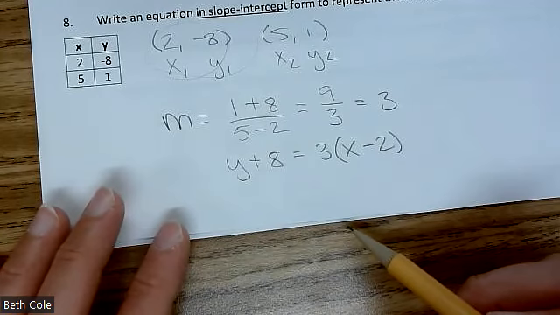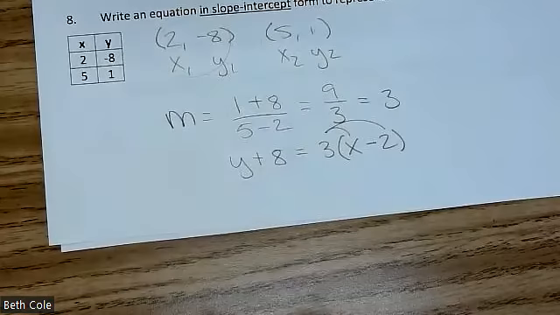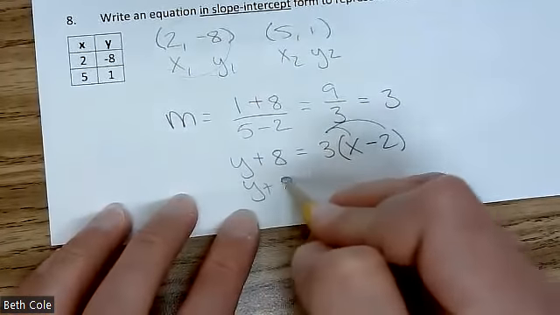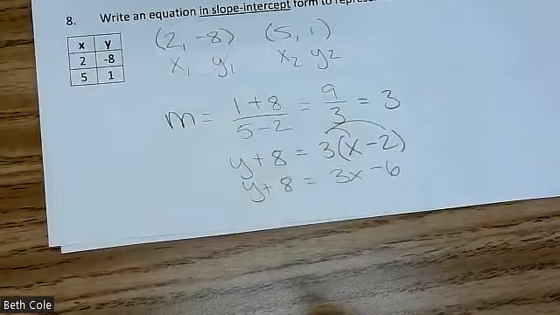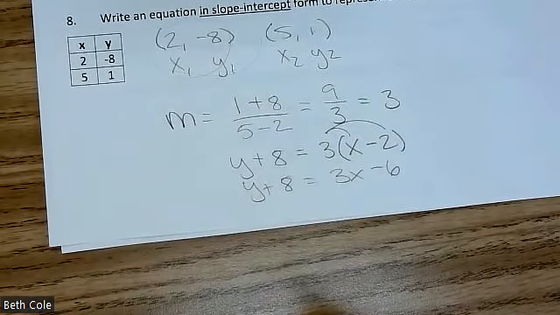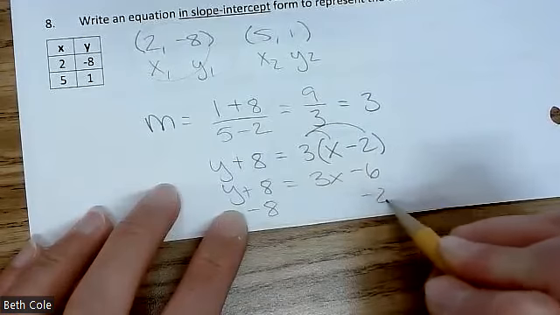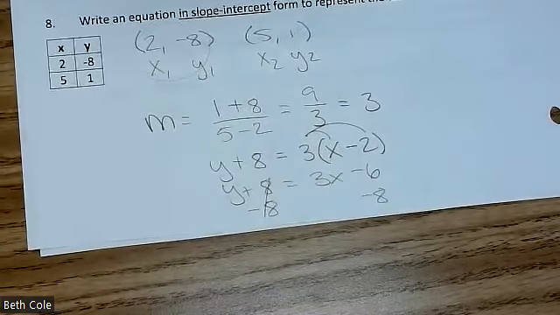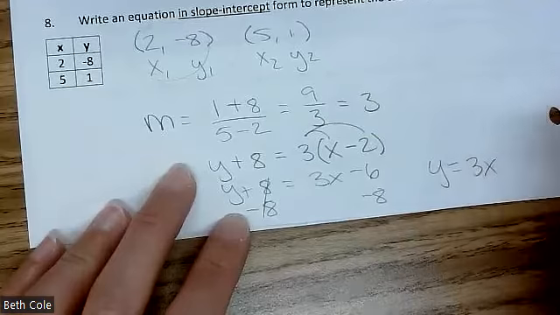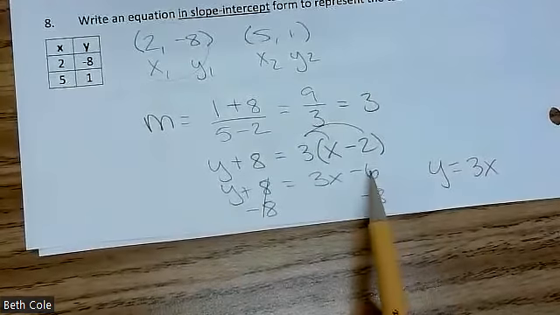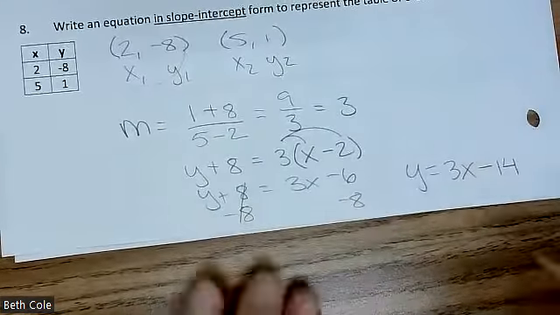What next, guys? Pick up your pencil. We're going to distribute the 3. That will give you 3x minus 6. Good. And then what's your last step? Subtract 8. Good. We're going to get y by itself. So this will be y equals 3x. And then look at negative 6 and negative 8 be negative 14.